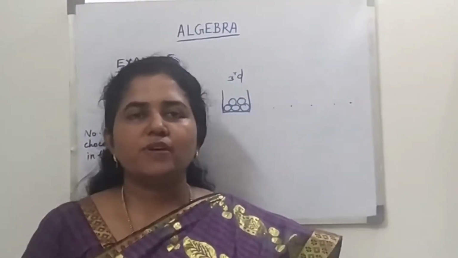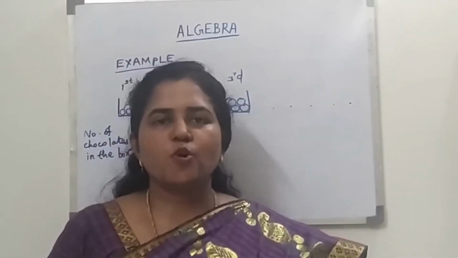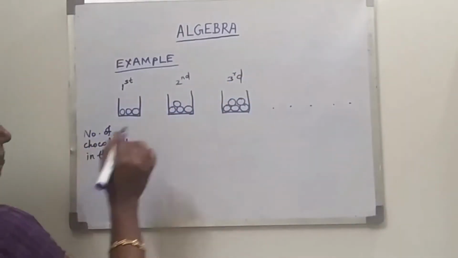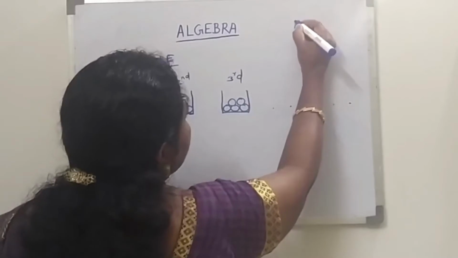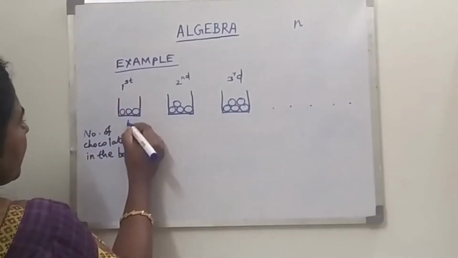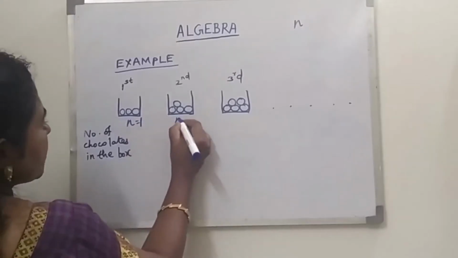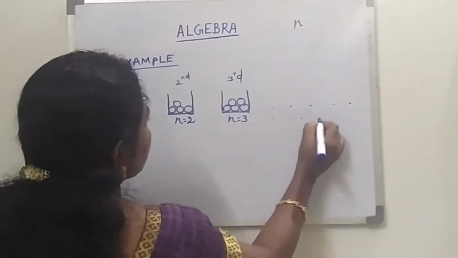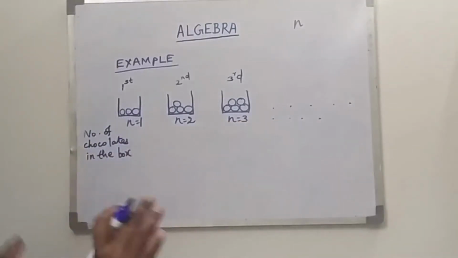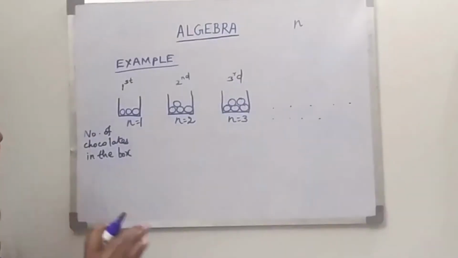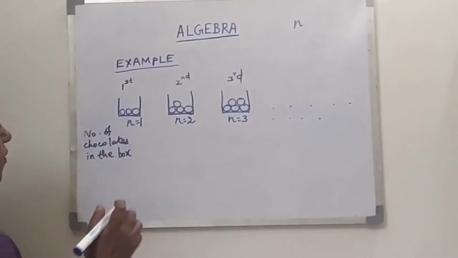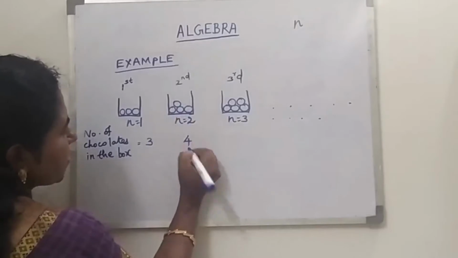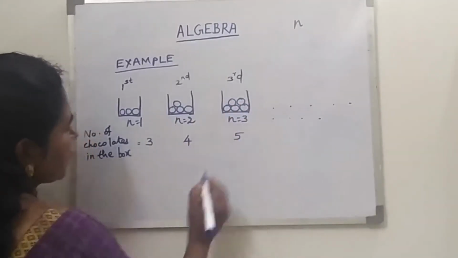Now we are going to find out a general expression for the number of chocolates in a box. Let the position of the box be represented by the letter n, that is, for the first box n is equal to 1, for the second box n is equal to 2, for the third box n is equal to 3. This goes on. Now we have to find out the number of chocolates in a box. First, the number of chocolates in the first box is 3. Number of chocolates in the second box is 4. Number of chocolates in the third box is 5.